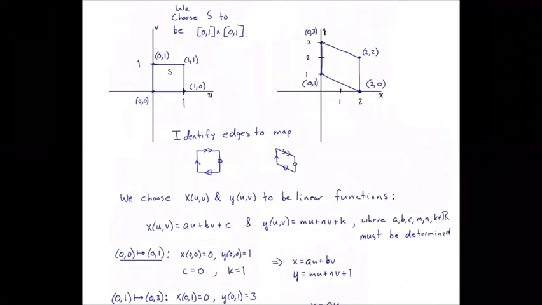We'll note that we never actually used the mapping from 1, 0 to 2, 0. That's kind of nice. What you can do is confirm that the transformation we come up with actually satisfies that.